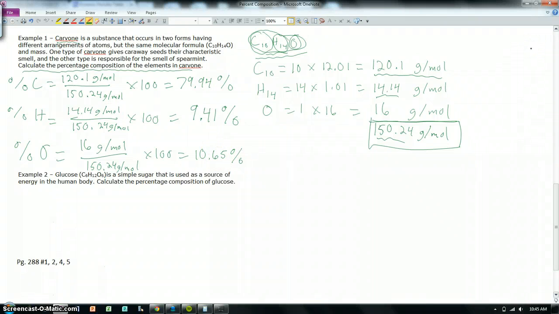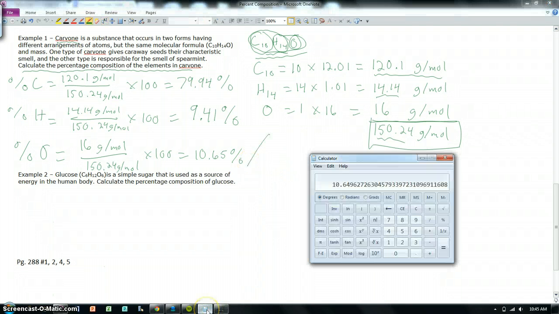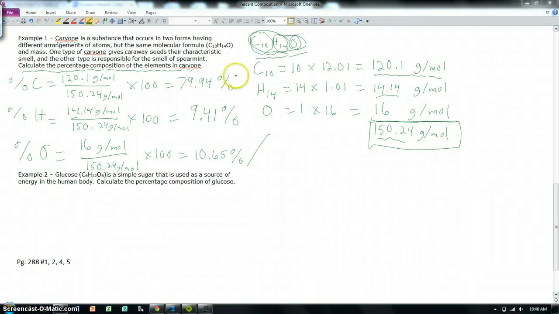Good, so we have these three percentages. They should be correct. The best way to check it is to add them up and see if they come to 100, because it is a percentage, right? So let's go 10.65 plus 9.41 plus 79.94. And we get 99.9996. Because I didn't end up rounding the 10.65, we get that total of 100. So there's our check. So we know we have these percentages for each element within the molecule of carvone.